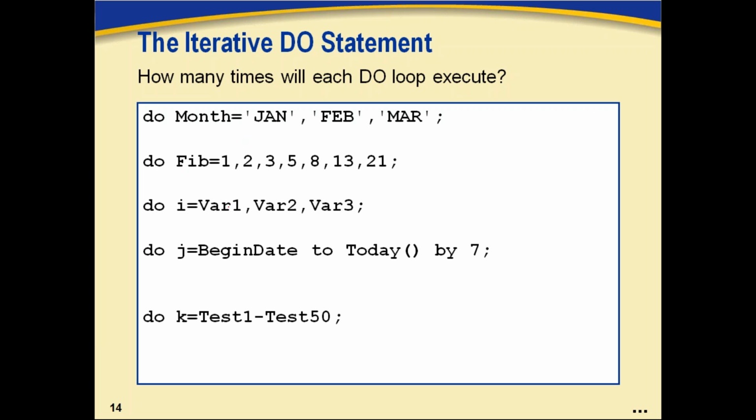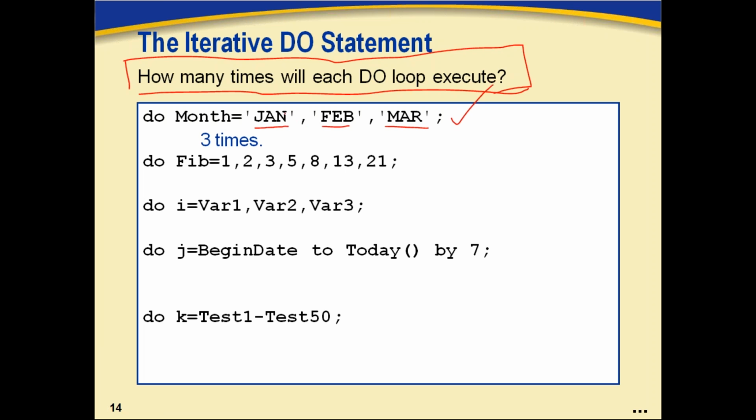Now can you tell me, in the first example, how many times each do loop will execute? You have provided three values: Jan, Feb and March, and these are character constants. So it will execute 3 times in the first case.